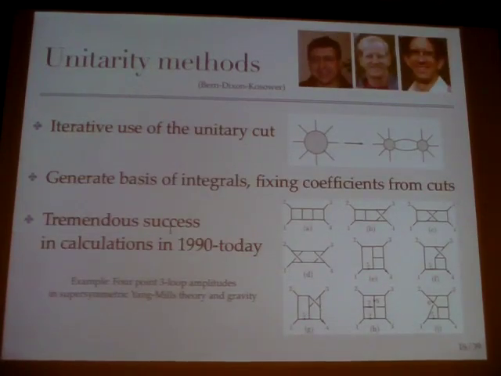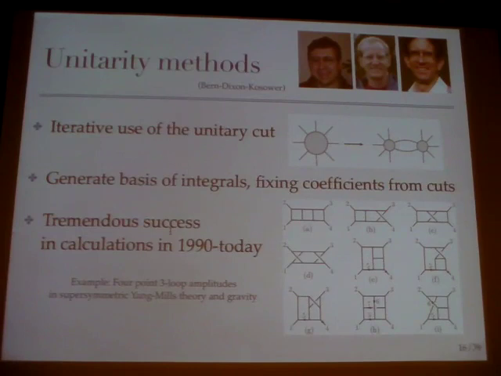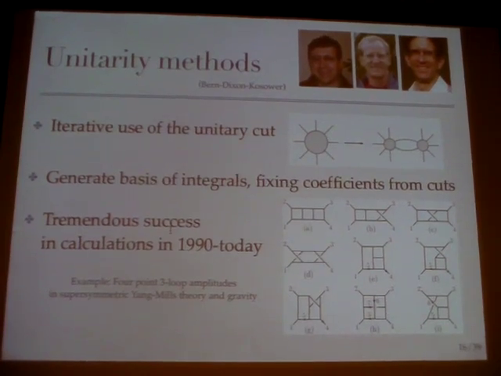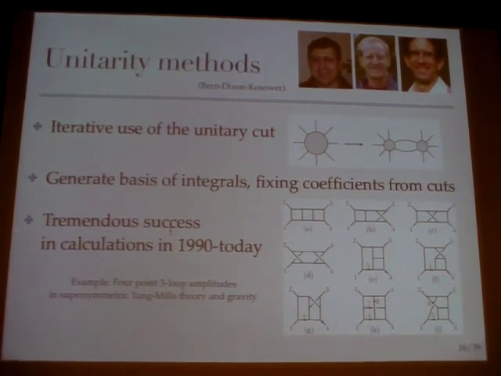Now the second method is for loop amplitudes. It's called unitarity methods. The basic equation here is the equation for the unitarity cut, and you can obtain it by applying twice the equation coming from unitarity I showed before. And this is maybe more familiar because it looks like the optical theorem. It's actually a version of the optical theorem.